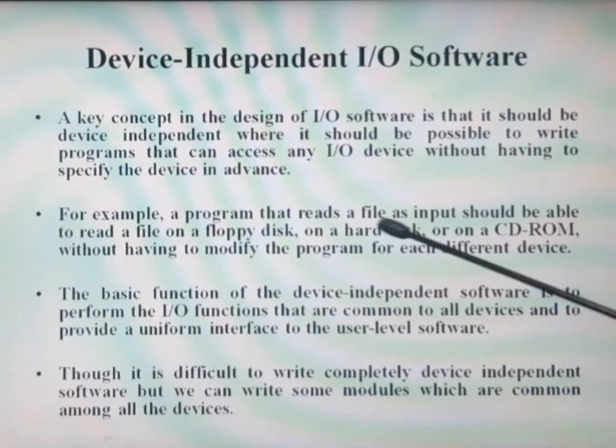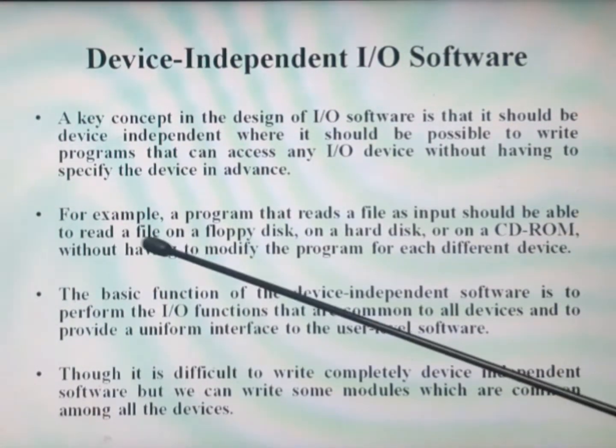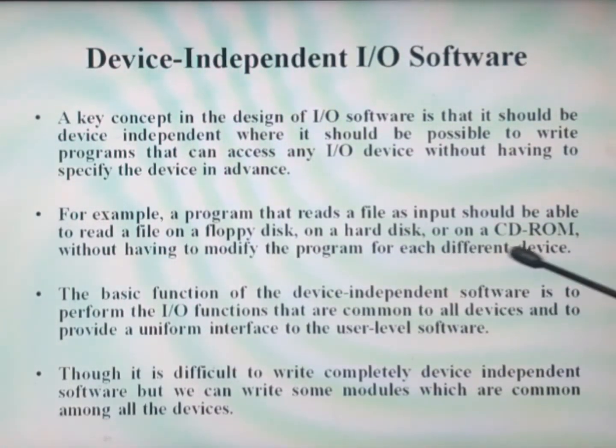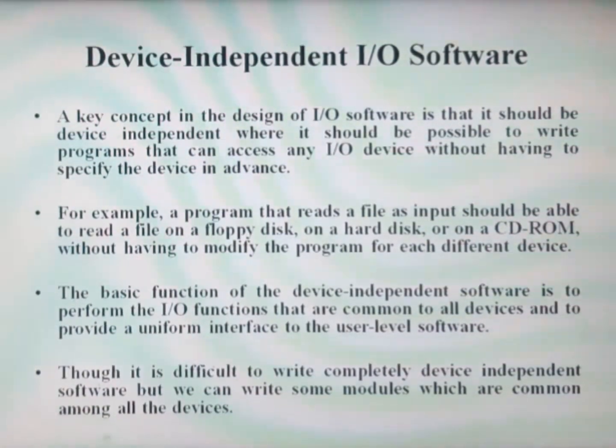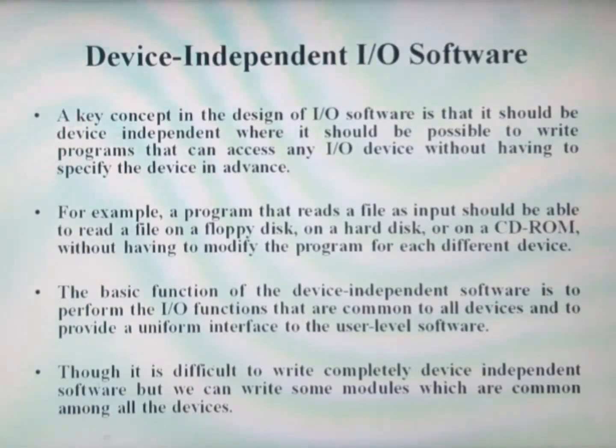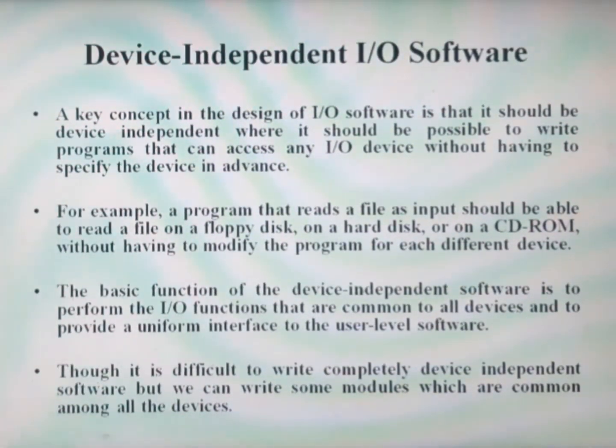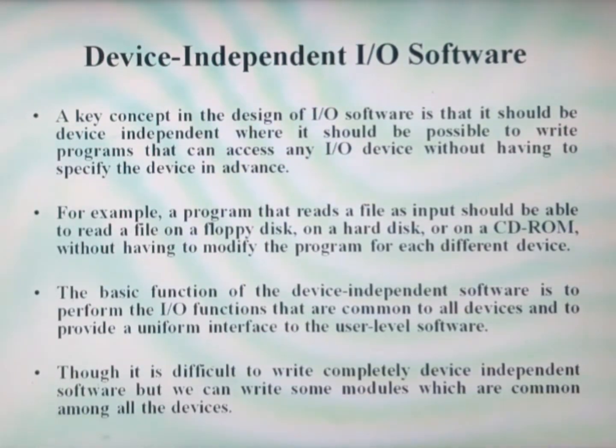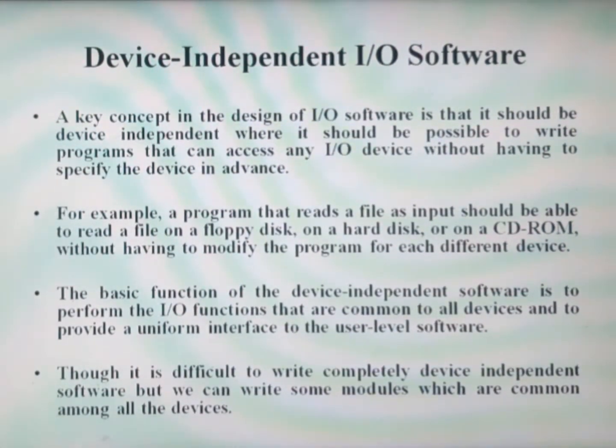For example, a program that reads a file as input should be able to read a file on a floppy disk, on a hard disk, or on a CD-ROM. So it has to execute the program as it is without showing any variations. There is no need to modify or change the program. Whatever it is, it has to execute in the same format. It should not do any mapping or any modifications in order to execute that.